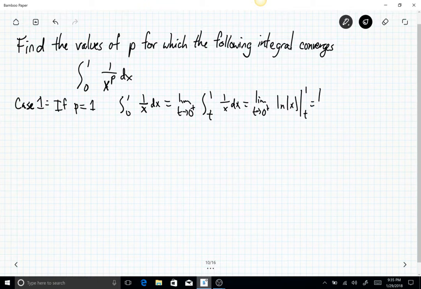So this equals the limit as t approaches 0 from the right of natural log of 1, which we already found is 0, minus natural log of t, which we'll talk about in just a second.